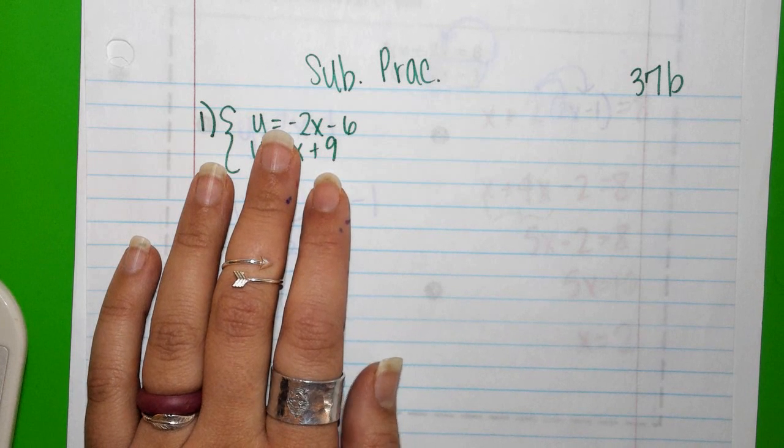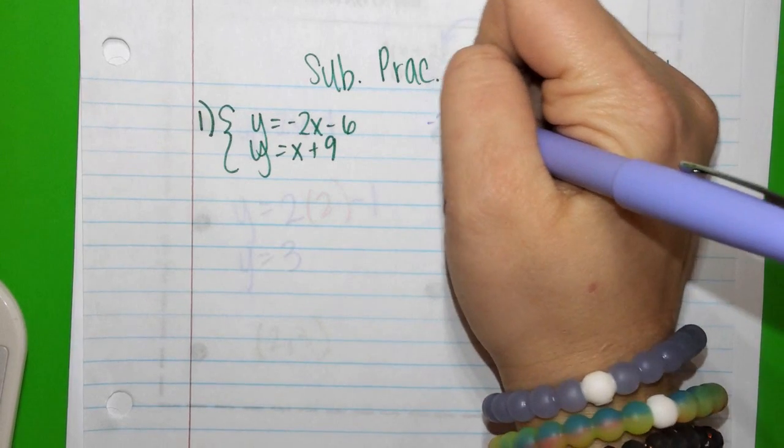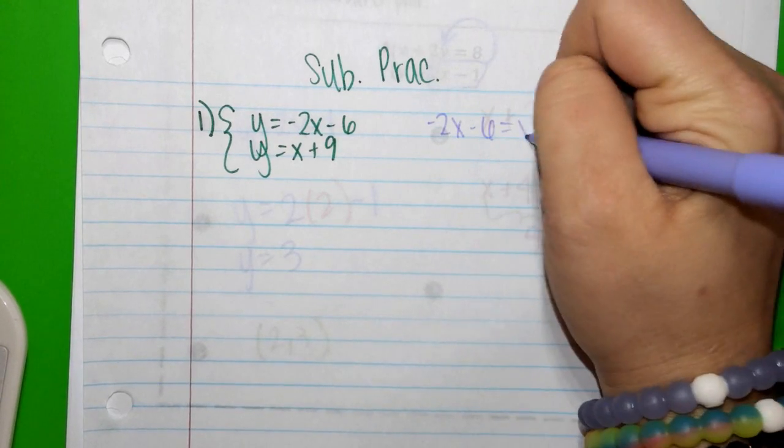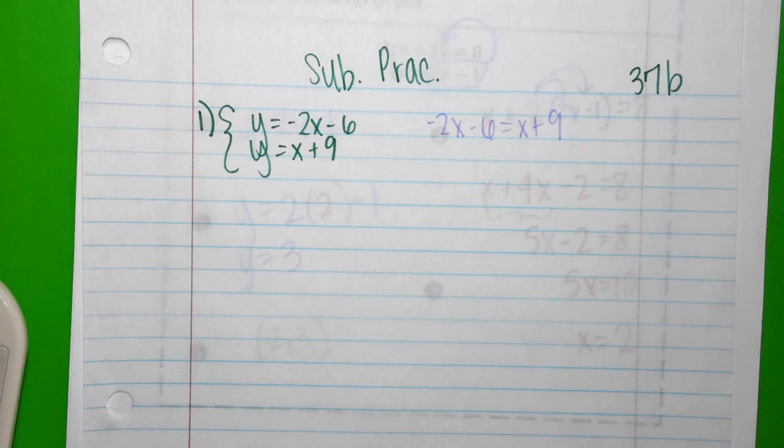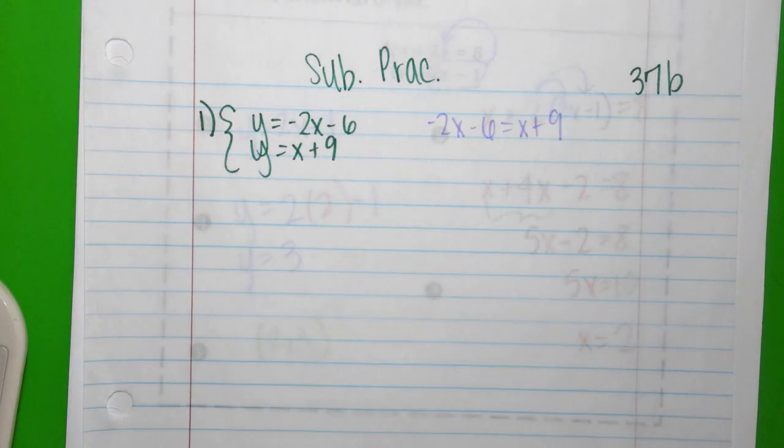Okay, Zoe, please tell me what we do first for this one. Negative 2x minus 6 equals x plus 9. Why did you do that? Because we have both y's. So we take this part and we set them equal to each other. Give your team a point. Who can tell me what to do next?